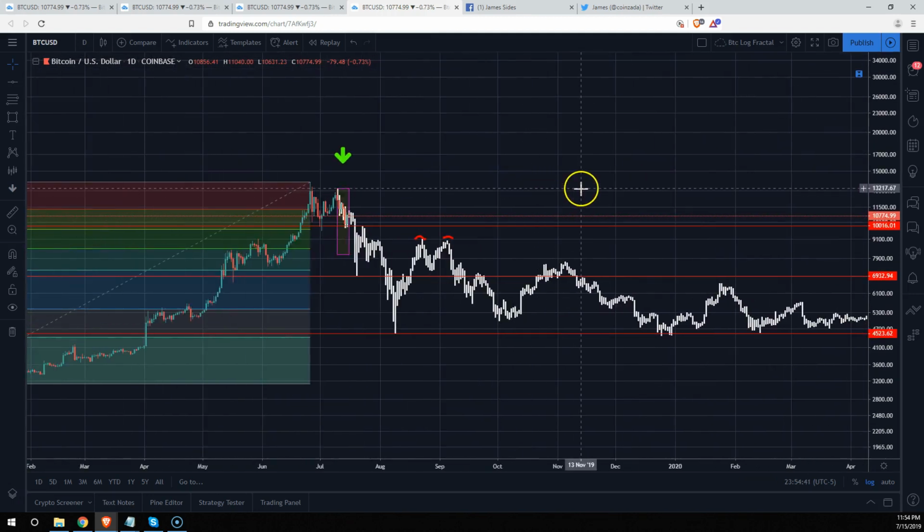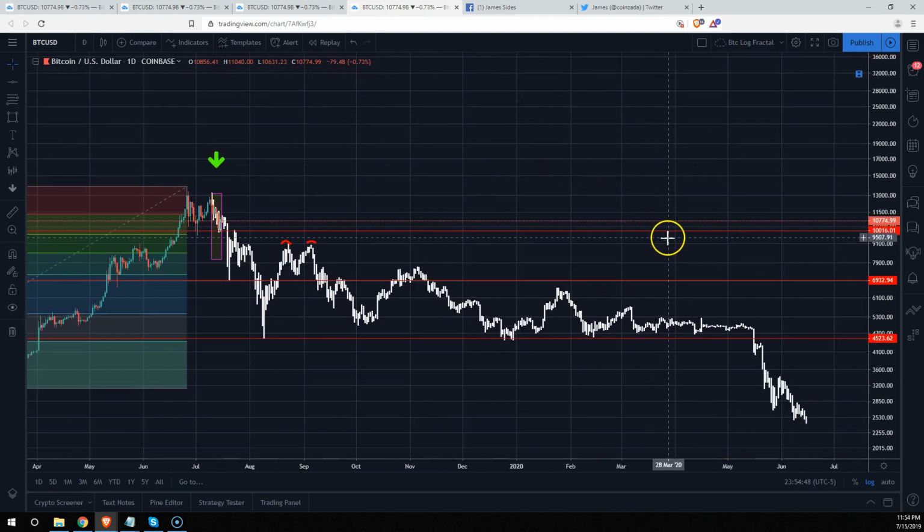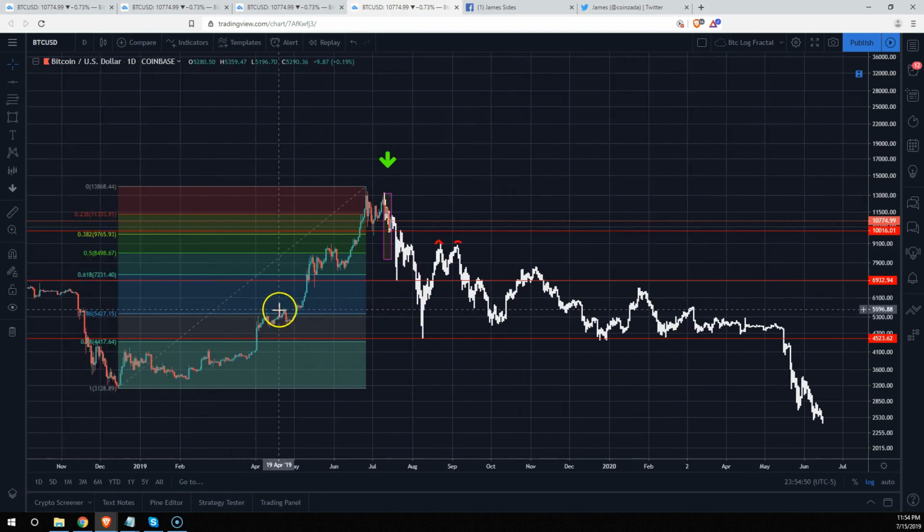It's backed up by support lines. It's backed up by resistance lines. It's backed up by the candles matching so far on this move. It's backed up by the volume profile. It's backed up by the Fibonacci levels. It's just a very feasible possibility.